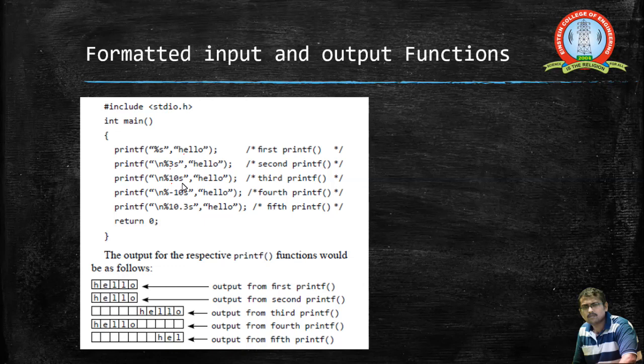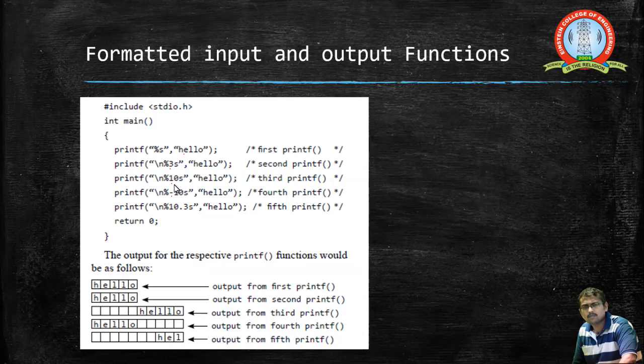Since I have specified the width as 10 but I have only 5 characters, it will be printed like this, padded with spaces. Suppose you don't want any spaces and you want to justify it, meaning you need to perform a left justification, then you can use a negative symbol.